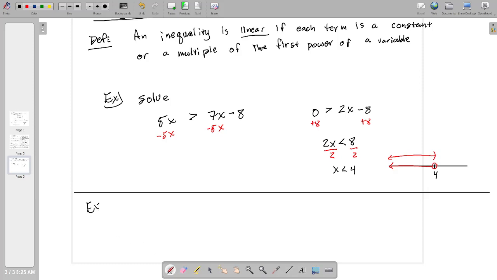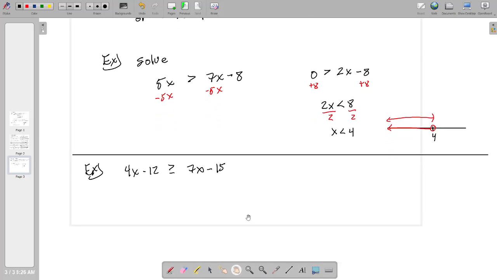Another example. 4x minus 12 is greater than or equal to 7x minus 15. Okay. You should probably pause the video and try to solve this one on your own. What I'm going to do first is get all my x's on one side and all of my constants on the other. So I'm going to add 15 to both sides and subtract 4x from both sides. So I'm doing two steps in one.